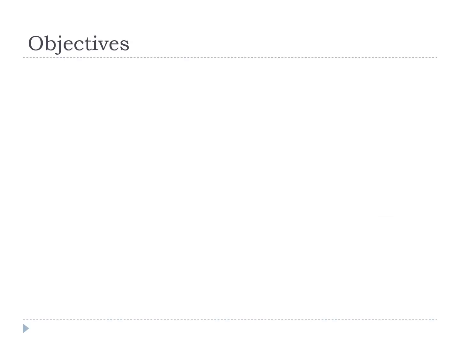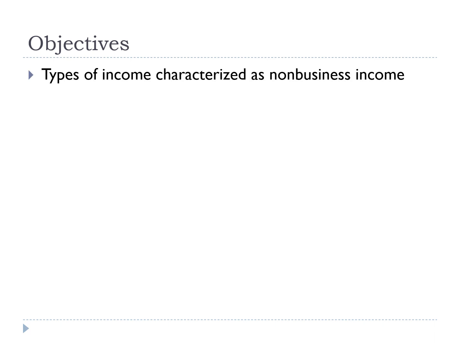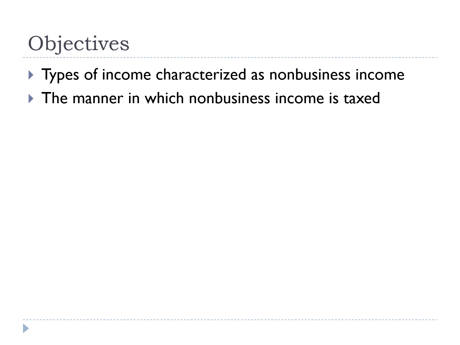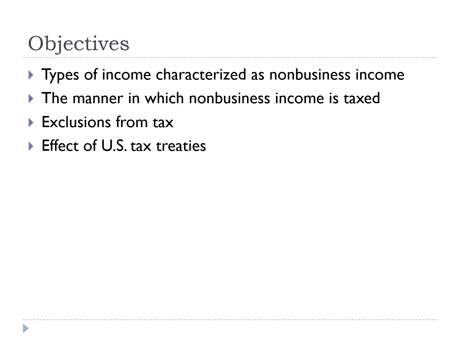The objectives of this lecture are to understand the following: the types of income that are characterized as non-business income, the manner in which non-business income is taxed, the exclusions or exceptions from U.S. taxation of this income, and the effect of U.S. tax treaties on non-business income.